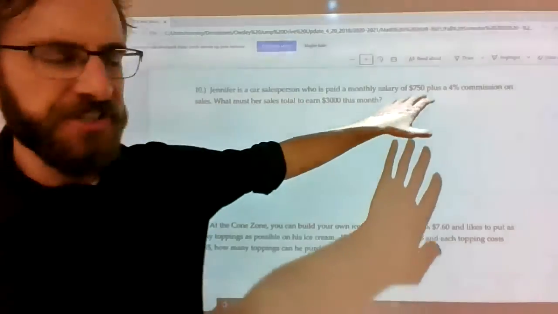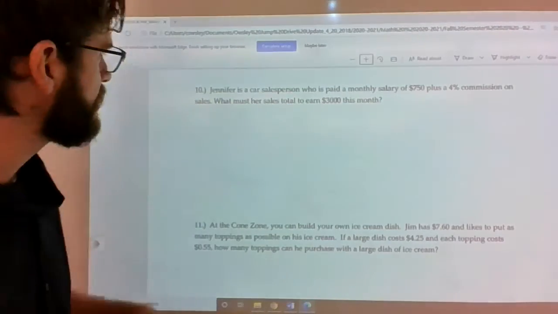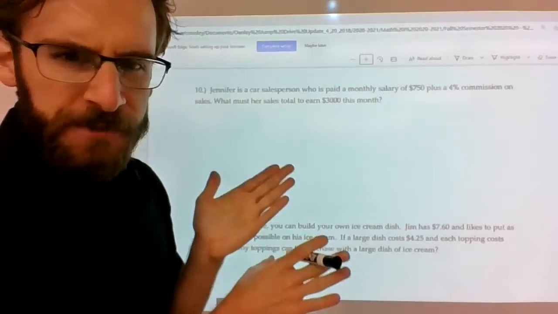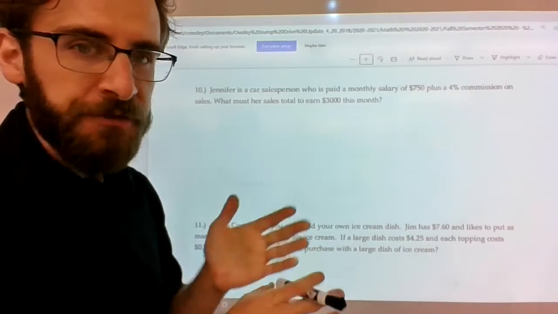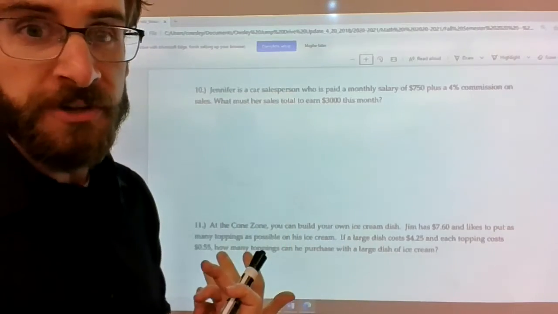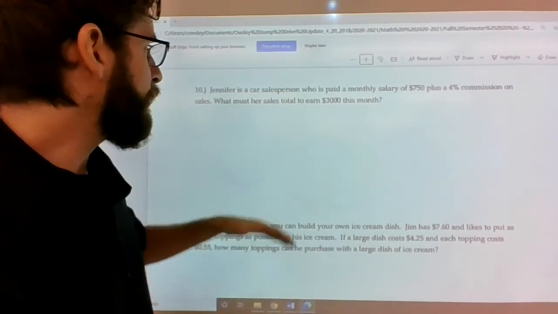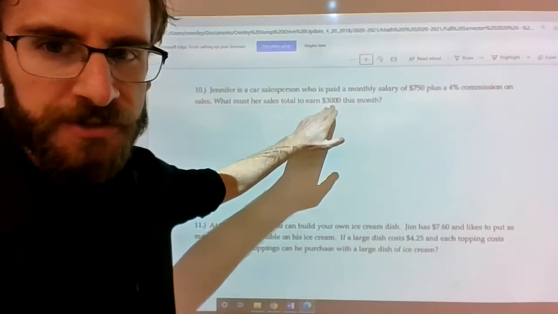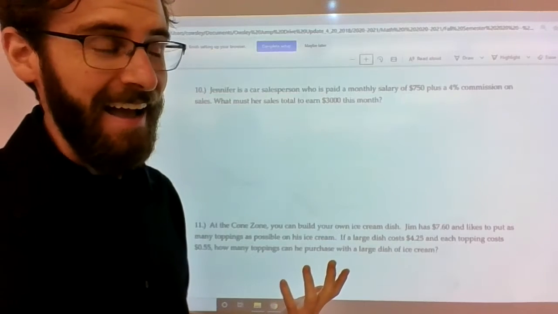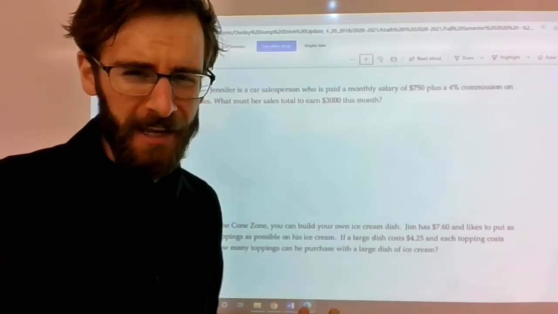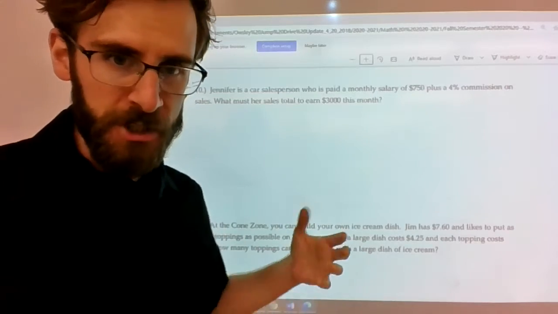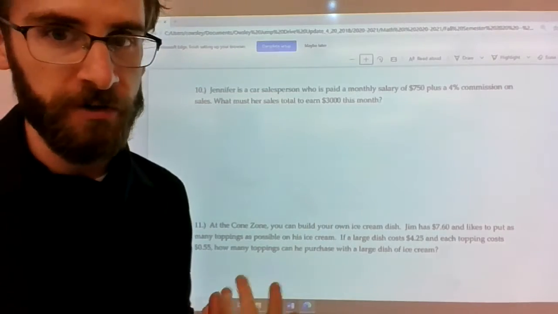So this is another percent commission problem that we saw in the notes. Jennifer sells cars and she's paid a lump sum salary of $750, but gets 4% commission on whatever she's responsible for selling. If her goal is to earn $3,000 this month, how many sales must she make? I think the clearer picture is how much money in sales must she bring into the car dealership.